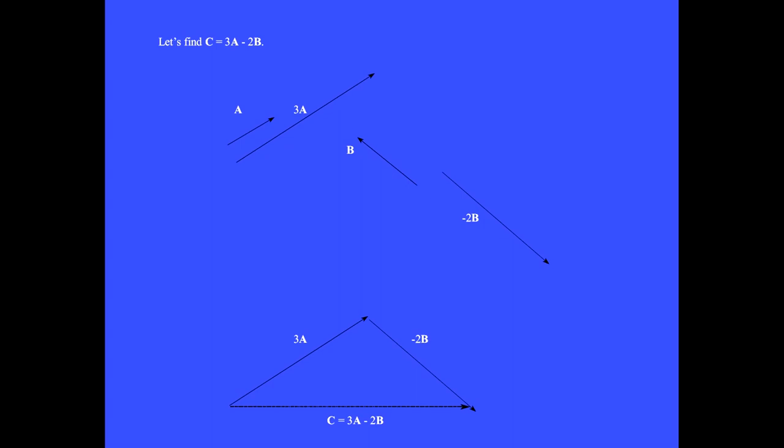Let's find C equal 3A minus 2B. Here's vector A, and this is 3A. Here's vector B, and this is minus 2B. When we move these two vectors head to tail, here is 3A, and here is minus 2B, and this is the sum, C equals 3A minus 2B.